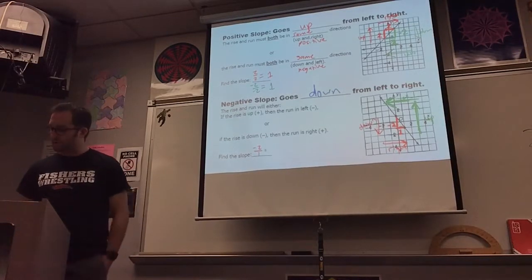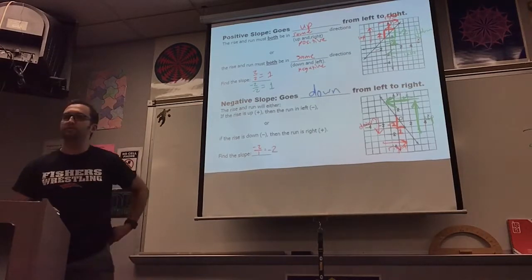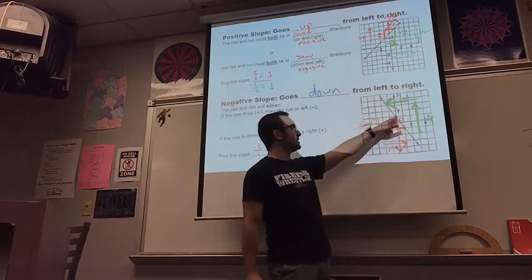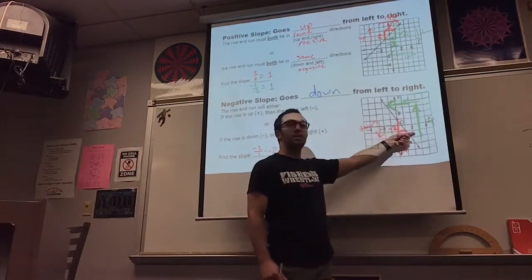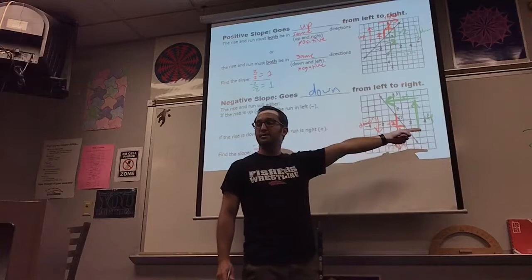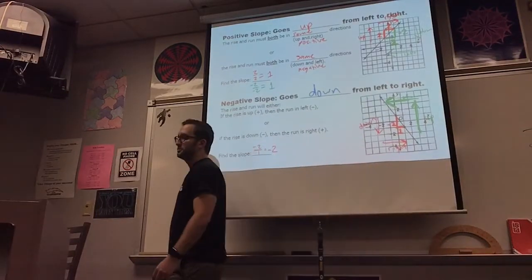This is where it gets a little tricky, so I really want you to pay attention on this one. Why is it negative 2? Because I drew the line down. Why is it positive 1? Because I drew to the right. And right is in the positive x direction.